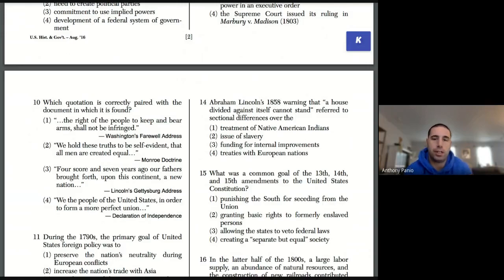We, the people of the United States, in order to form a more perfect union. They say it's from the Declaration of Independence. It is not. That is from the preamble of the Constitution. That was probably the only tricky one. I could see you choosing 4. It's not a horrible answer, but 3 is the best answer. 3 is correct.